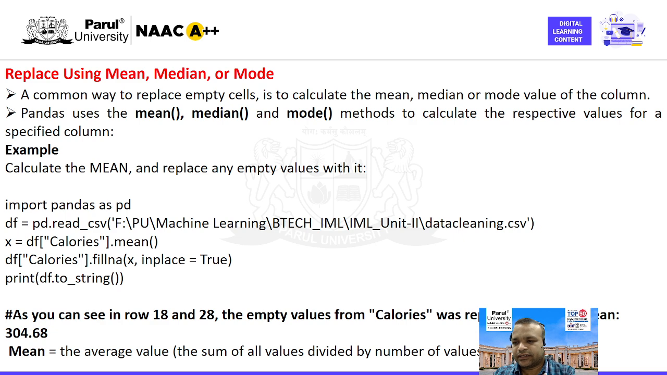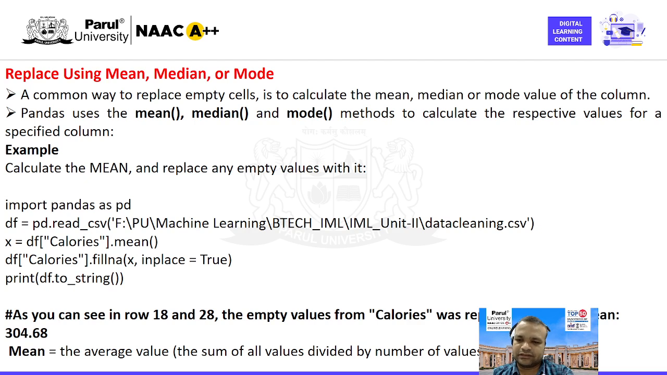So the first example is mean. Calculate the mean and replace any empty value with it. As we discussed, we use the Pandas library here. Import pandas as pd. Pandas we use for data manipulation. df is a data frame. If you want to change the name, you can, no issue. We are considering df only here. df equals pd.read_csv. We use read_csv along with pd for reading the dataset.